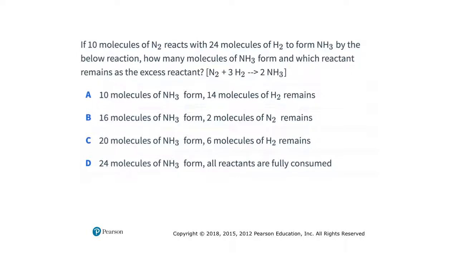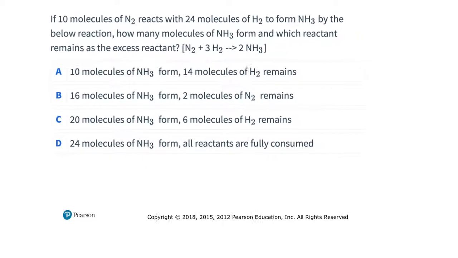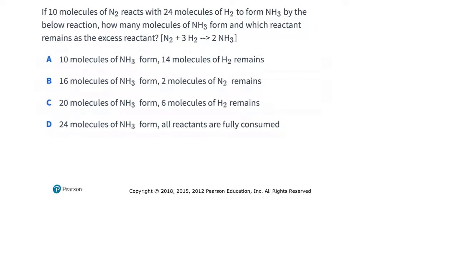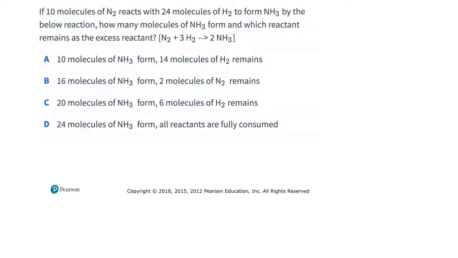So I thought we'd start this video with the problem from lecture, which is talking about the number of molecules of N2. We have 10 molecules of N2 and 24 molecules of H2. They're reacting to form NH3 by the reaction noted here, so it's 1 to 3, making 2 NH3s. How many molecules of NH3 form, and which reactant remains as the excess reactant?